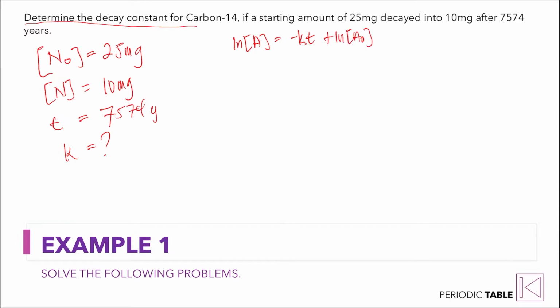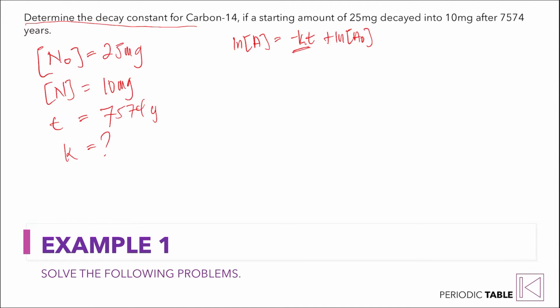So, given A naught, given T, given A, we can solve for K. We just want to rewrite the equation, no? So, i-rewrite natin yung equation na nakahiwala yung K. So, paano natin siya i-rewrite? Yung term natin na kailangan i-isolate is yung K. Nandun siya sa term na KT, negative KT.